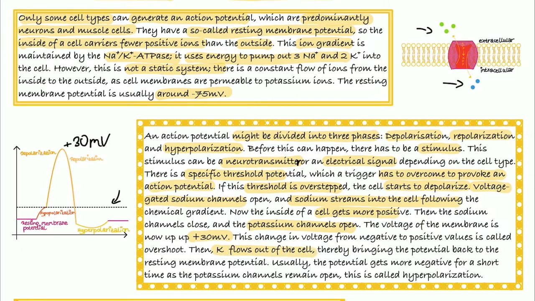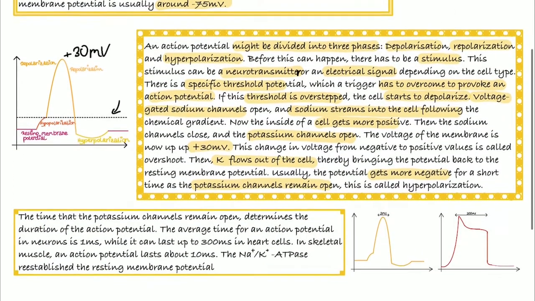But before we really go back to the membrane resting potential, we get into a phase where it's slightly more negative because the potassium channels remain open for a bit longer. These channels are essential for the type of action potential we have.